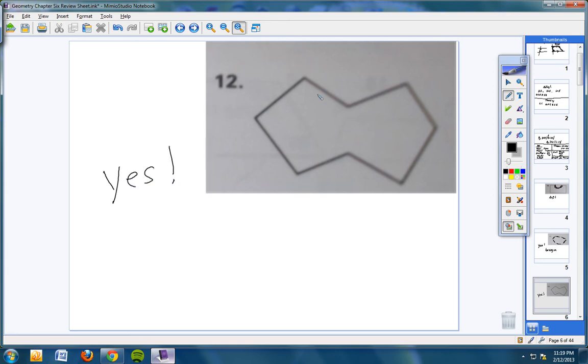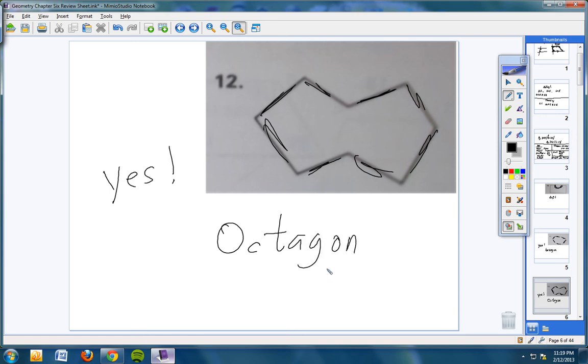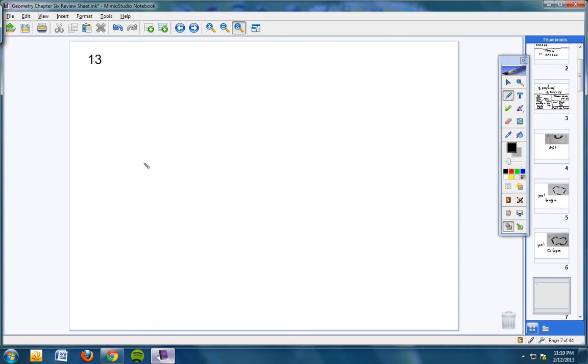That's a polygon. Let's count the sides. 1, 2, 3, 4, 5, 6, 7, 8. And what do we call an 8-sided polygon? We call it an octagon. Octagon. Okay, number 13 says sketch the figures described.